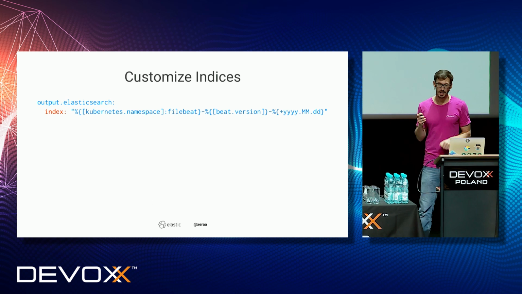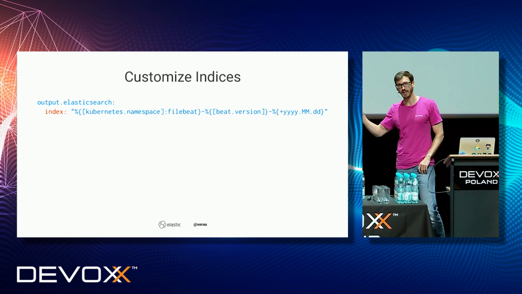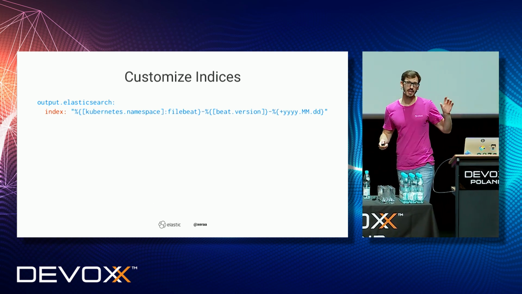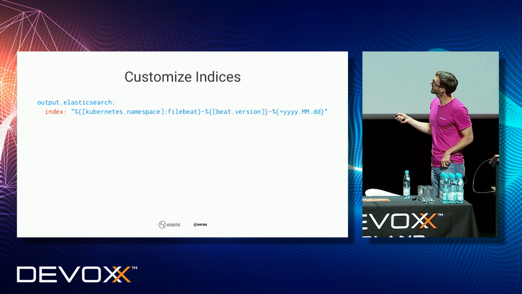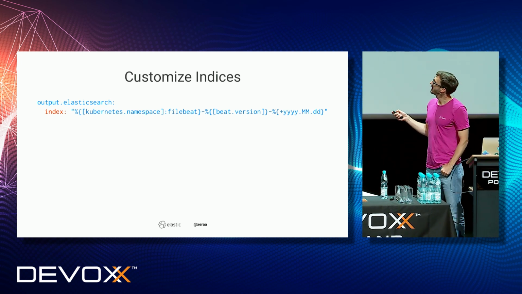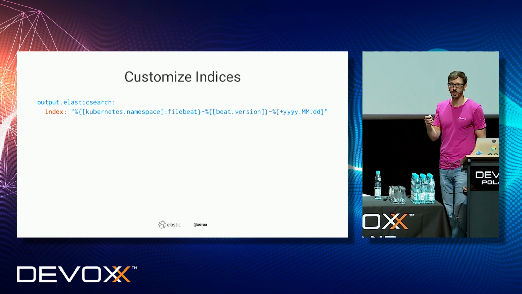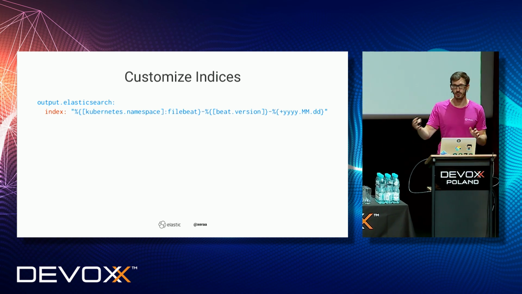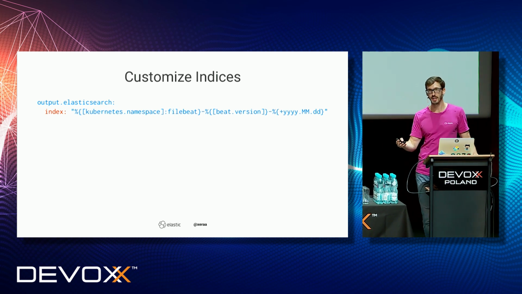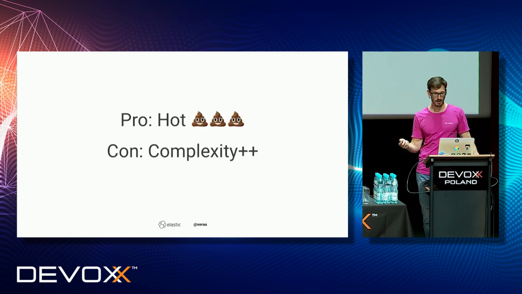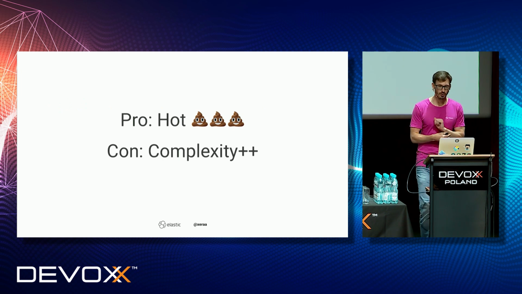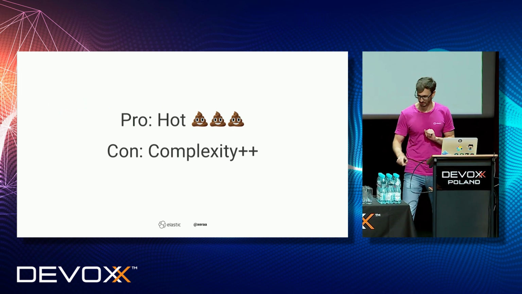You could even say, I have different namespaces for different applications, and I want to use one specific index for one namespace. This is slightly confusing here. So what you're doing is, if there is a Kubernetes namespace, use this one. Otherwise, fall back to Filebeat, then add the Beat version, and then add the date, for example. So this is the pattern you could use for indices and break up on namespaces. If you have namespaces, otherwise fall back to Filebeat. Even hotter, but even slightly more complex.